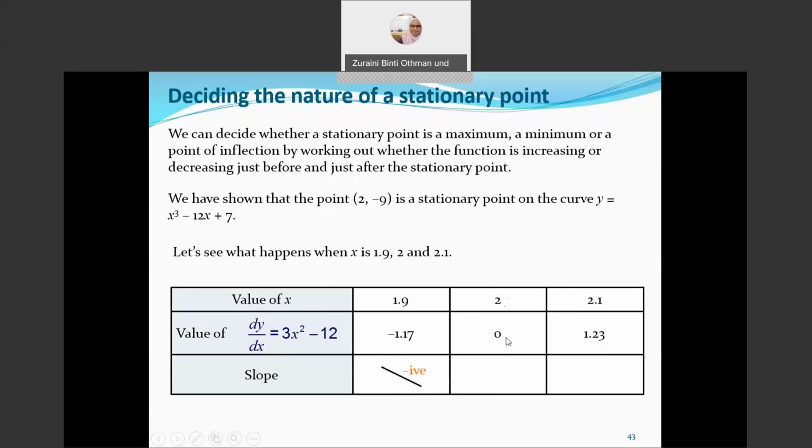Then this is the 0, which is the flat horizontal line. After the horizontal line, we get the decrease value, which is positive value of dy over dx. So we can conclude at this point, it's involved minimum point, because it decreases, then one point flat, then increases. Okay, this is the minimum turning point.